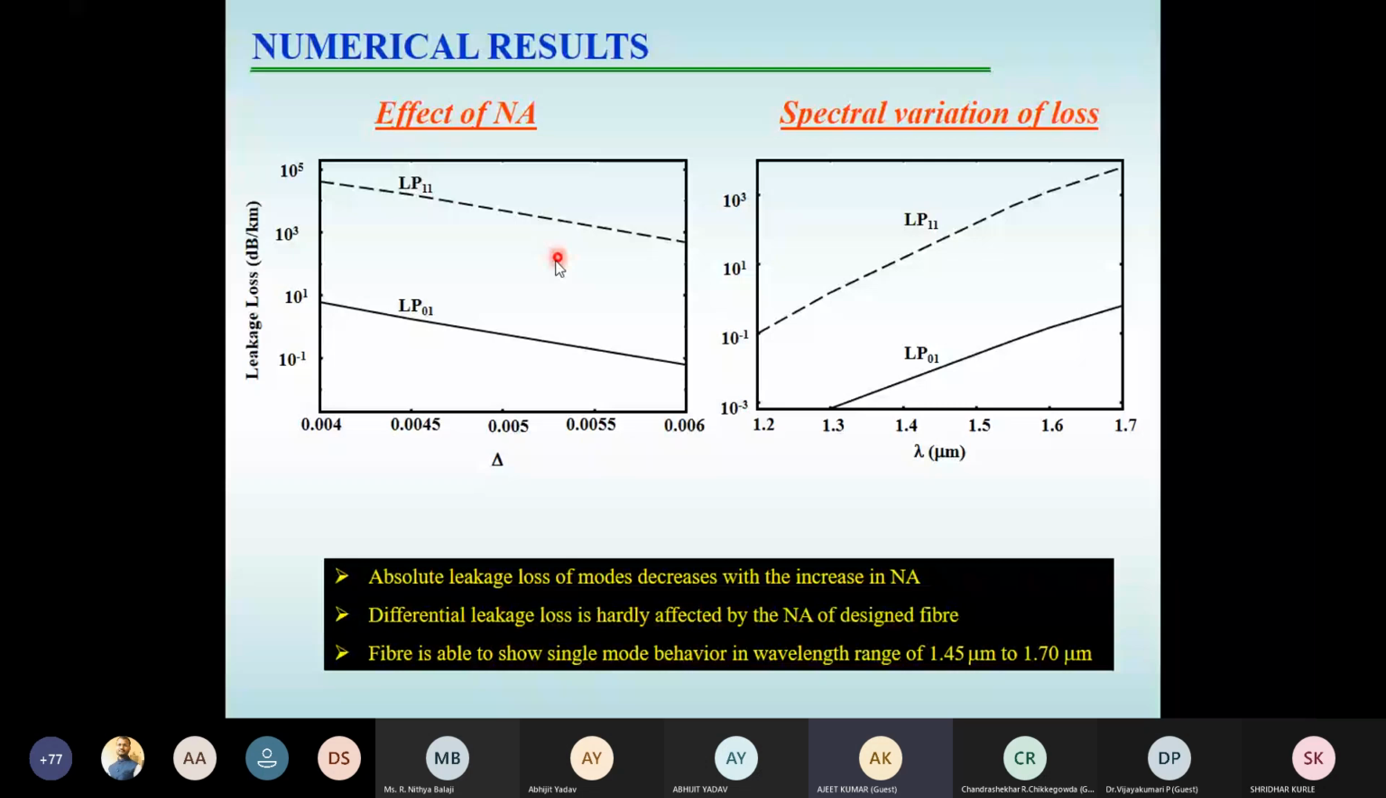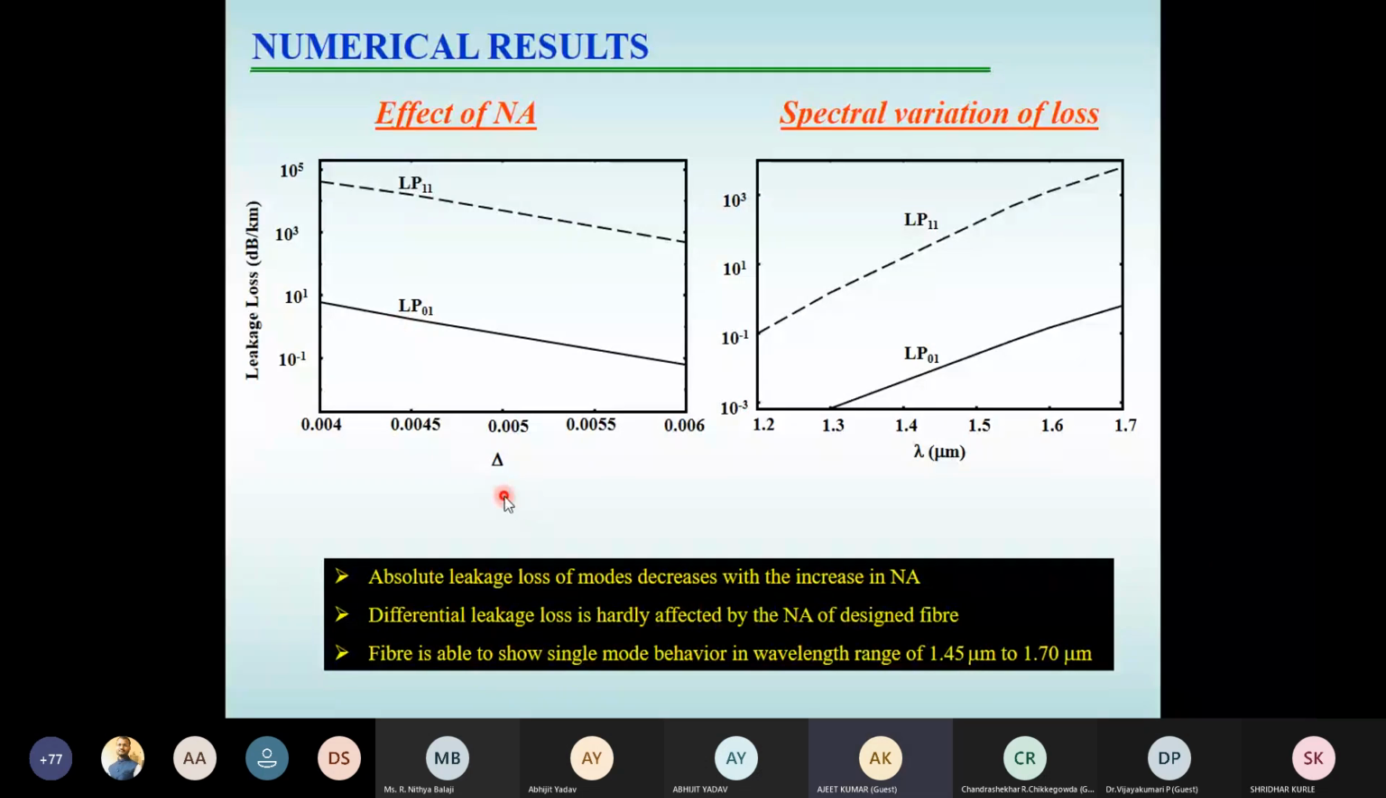So next we have seen the effect of numerical aperture. As it was quite obvious, if you increase the numerical aperture, light is more confined inside the core, so the loss will decrease. The same pattern we get from here, but the only difference is that in this case the loss will decrease, but the differential leakage loss will almost remain the same. So now you have to see whether you want to just decrease the loss while maintaining the differential leakage loss, or you want to decrease the loss by increasing the differential leakage loss. Accordingly, that parameter you should change.